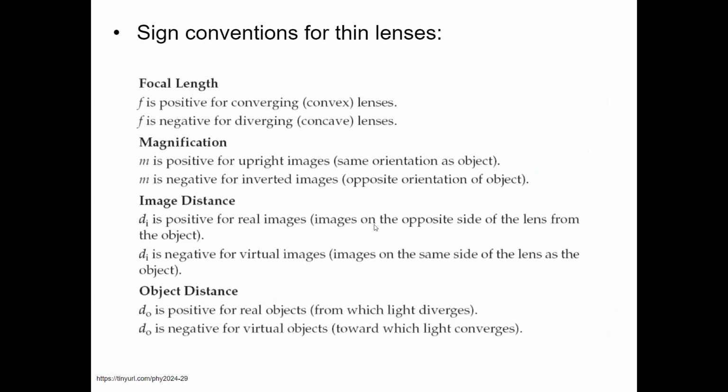Some sign conventions for thin lenses here. F is positive for a convergent lens and negative for a divergent lens, the same as the mirrors. Magnification is positive for an upright image and negative for an inverted image. DI is positive for a real image and negative for a virtual image. DO is positive for a real object and negative for a virtual object. This refers to when we have multiple lenses, which again is not the focus of this class.